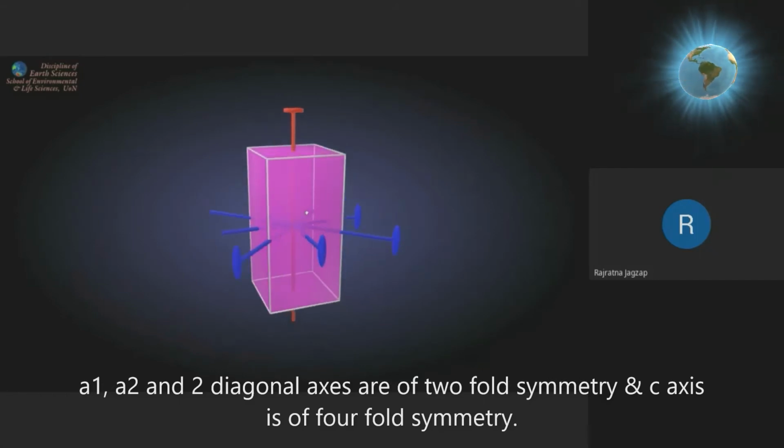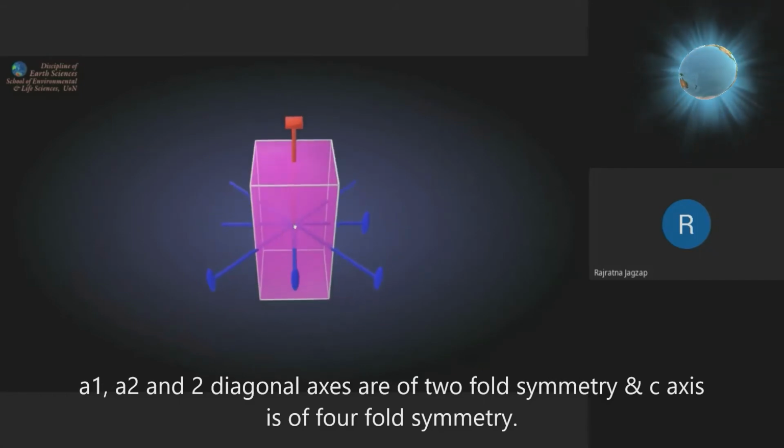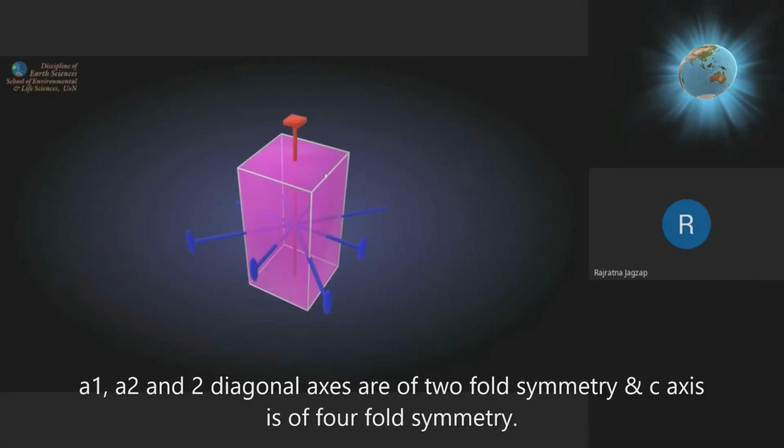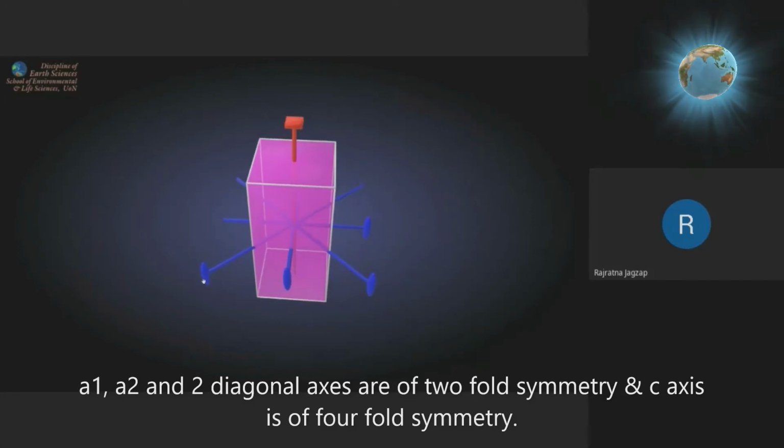So these are the four axes going front to back, right to left, and two diagonally. Four axes which are of two-fold symmetry. Out of four two-fold symmetry axes, front to back and right to left are the original axes called A1 and A2, and there are two diagonal axes.